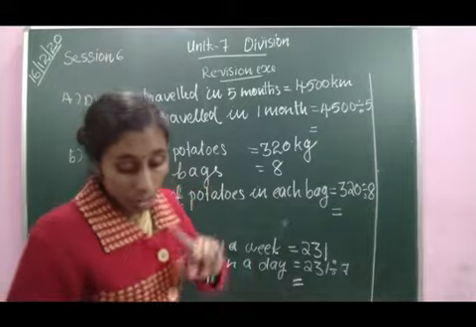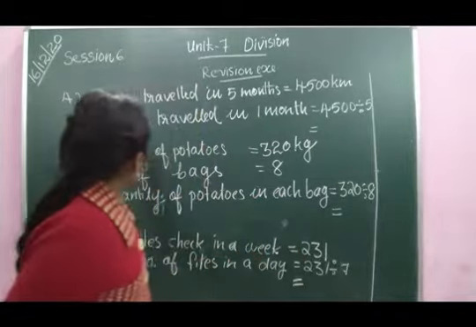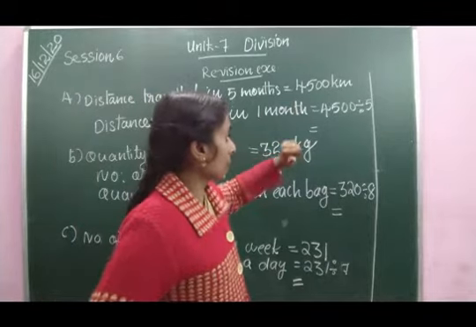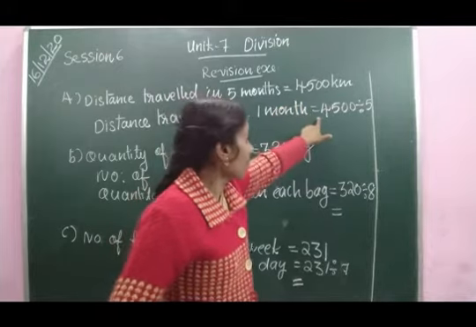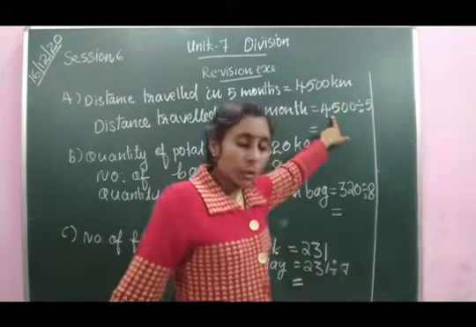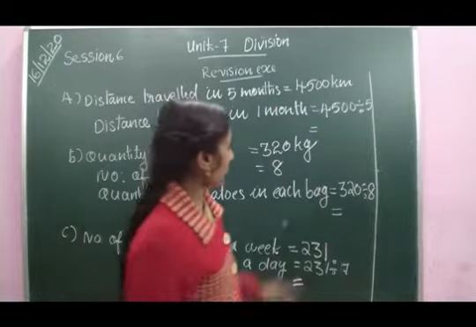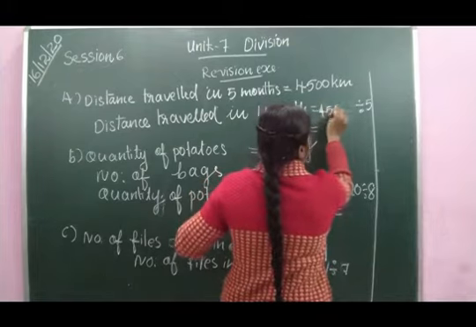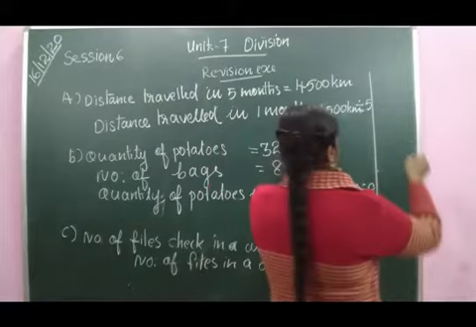And what is the question? Distance traveled in 1 month. So, here we can write distance traveled in 1 month. That is 4,500 kilometers for 5 months, that is 4,500 kilometers divided by 5. Here you are supposed to write kilometers also. 4,500 kilometers divided by 5. Let's see.